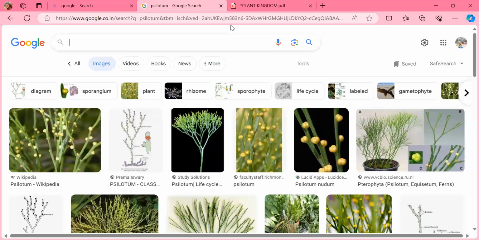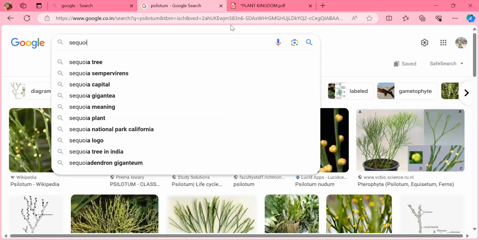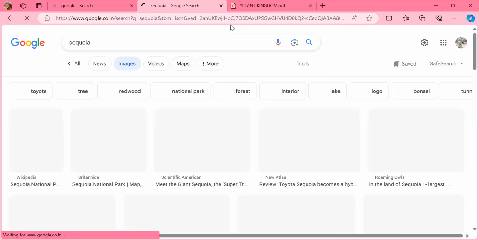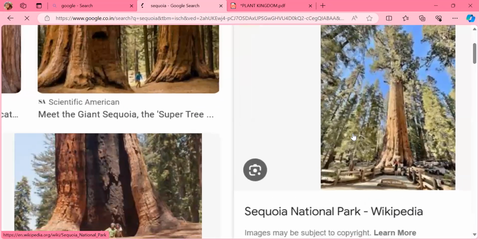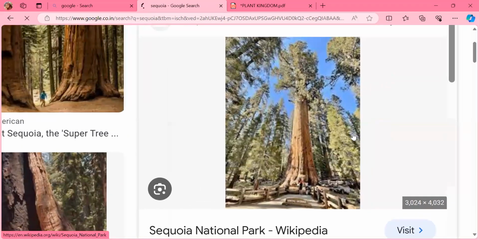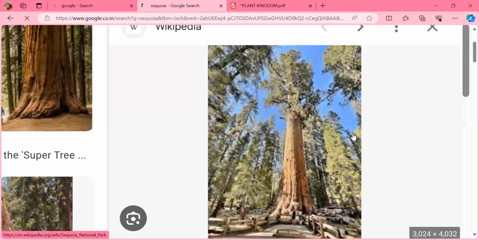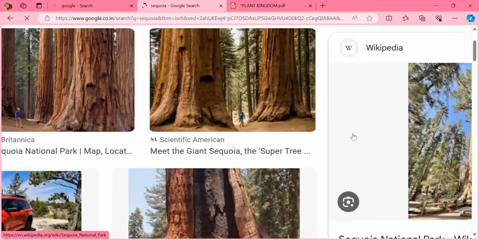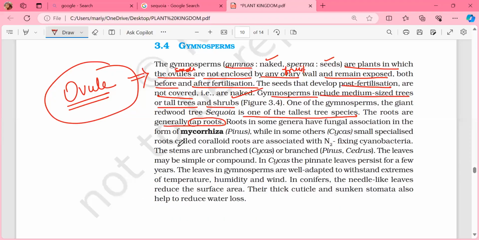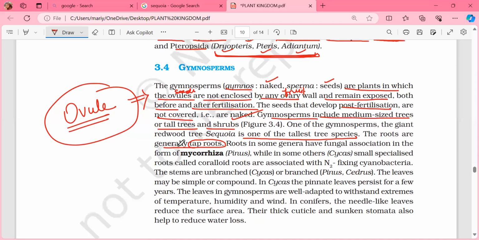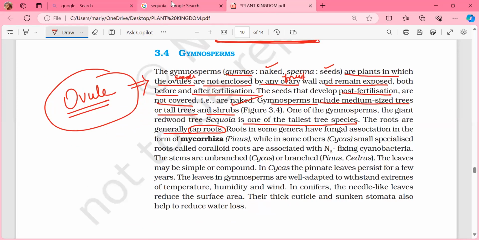Let us look at Sequoia. It is the tallest tree. Wow, so cool. And this is a gymnosperm. Now you know, if you see Sequoia anywhere, you'd say, I know a gymnosperm. It's so huge. It's one of the tallest trees, known as the giant redwood tree.